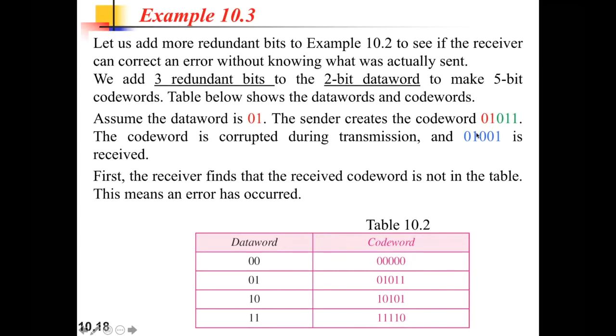And see how many bits are changed. First bit is the same, second is the same, third is the same, fourth is changed, fifth is the same. Only one bit, the second from the right side, is changed. What you will do is, first of all, as before, compare it with your table of code words. This is what you received, 0 1 0 1. You will check it in the table. Does this exist in the table?